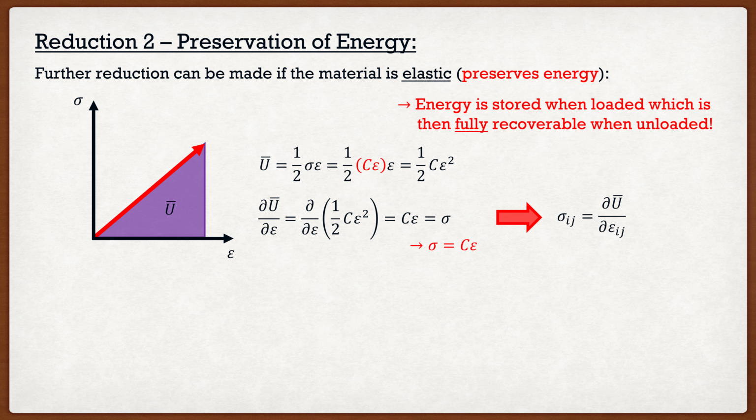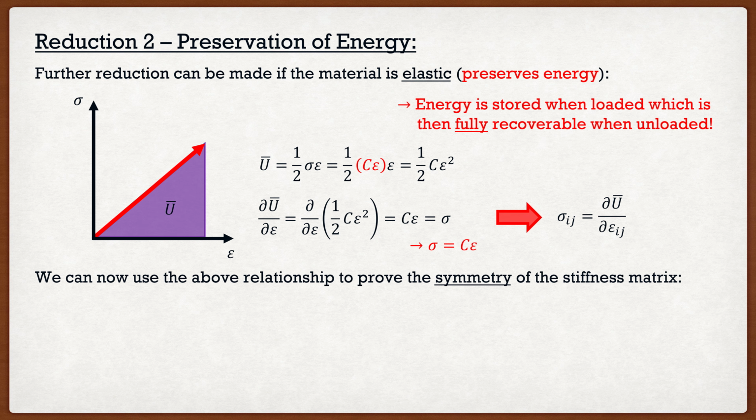Now again, you guys are going to say, what is that, Clayton? Well, don't worry. We're getting to why that's going to be important. The reason why it's important is because we're going to use this relationship to actually prove the symmetry of the stiffness matrix. How do we do that? Well, we realize that we have a linear relationship. Therefore, that stiffness matrix C, or the component Cijkl, that's going to be the partial derivative of sigma ij with respect to epsilon kl.